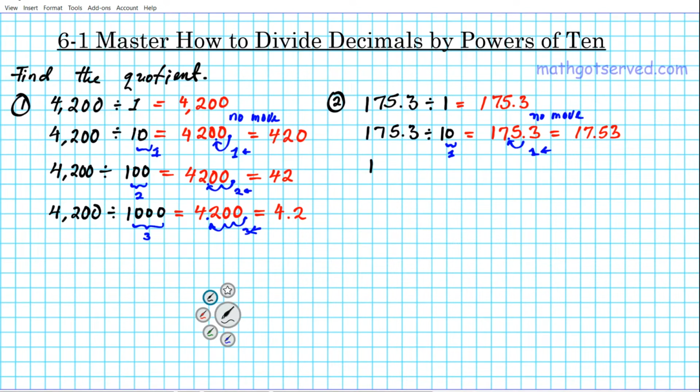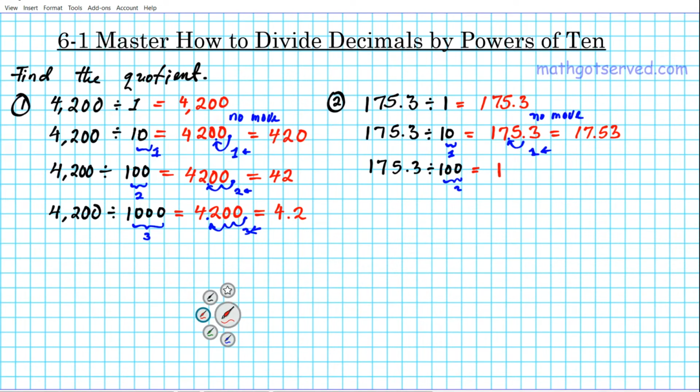What if we have 175.3 divided by 100? Now we have 2 zeros. 100 has 2 zeros. We're dividing by a power of 10 with 2 zeros. So what are we going to do? Following exactly the same procedure, there are 2 zeros, so we're going to be moving 2 places to the left.